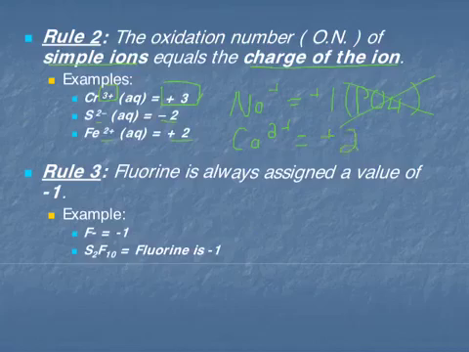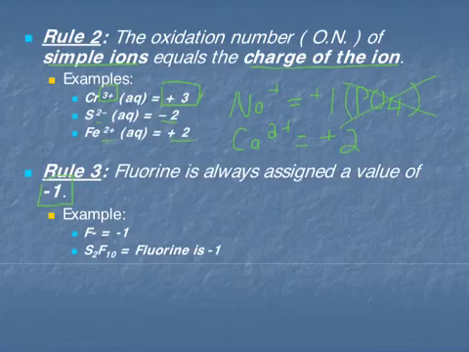The third rule is that fluorine is always assigned a value of -1. This is just a corollary of rule number 2 because fluorine ion, being F-, automatically has an oxidation number of -1. So even in a complex molecule such as S2F10, fluorine is going to be -1. Even though it's not an ion, it's a molecular compound, its oxidation number is still -1.